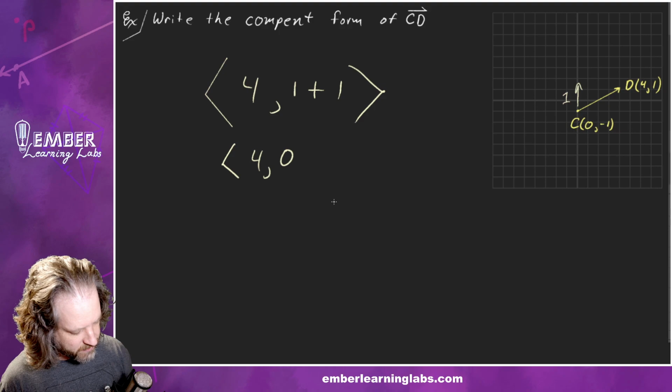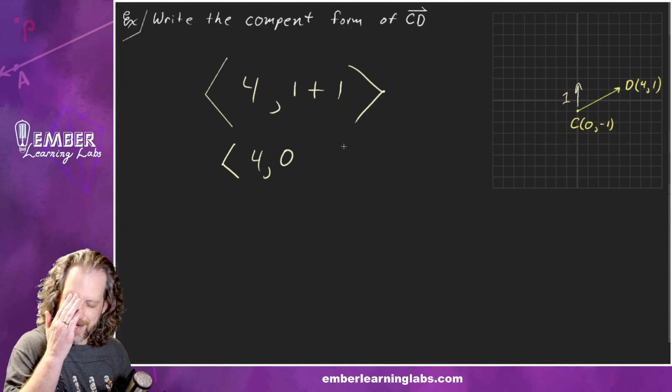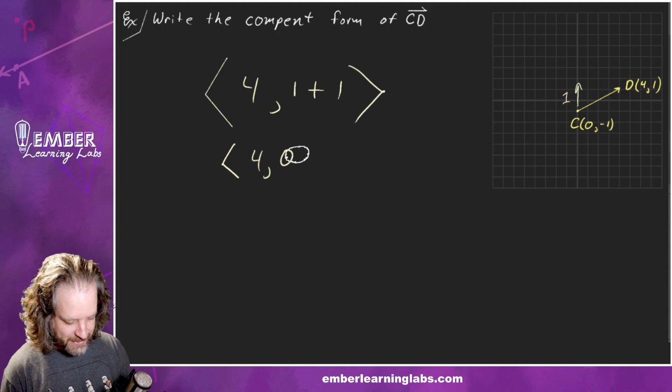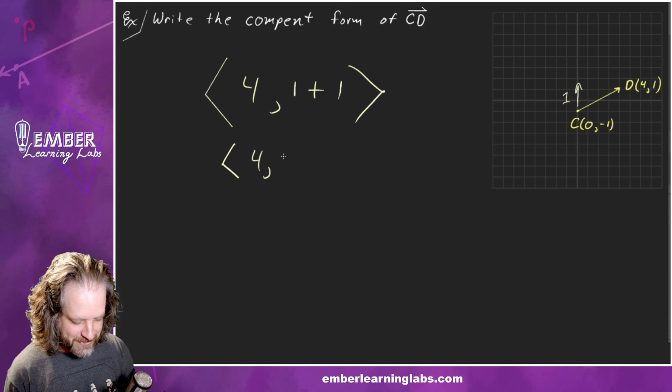That doesn't sound right. What's incorrect there? Oh, because 1 plus 1 isn't 0. I got too many things in my brain today. How about 1 plus 1 is 2?